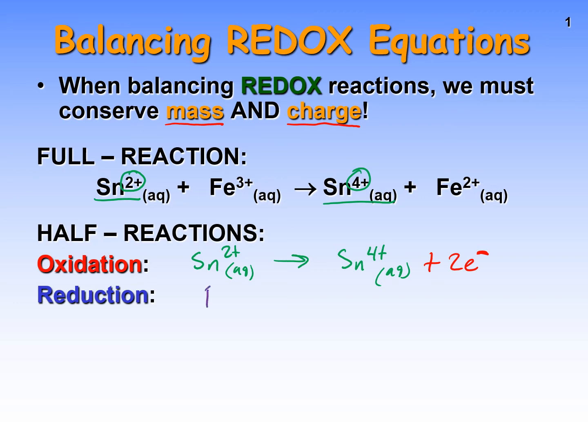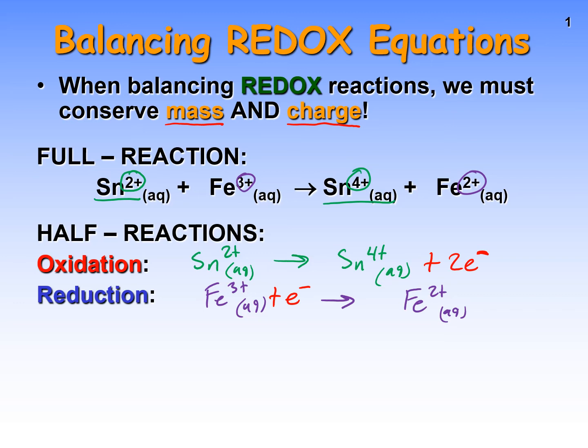Next, I need to do the reduction half reaction, which is our iron 3 plus, because its oxidation number is decreasing. And so it goes to Fe2+ aqueous. Again, these charges don't match up, so I need to add an electron. To what side? In this case, to the reactant side, and only one of them, because -1 plus 3 gives me +2, which balances this half reaction.